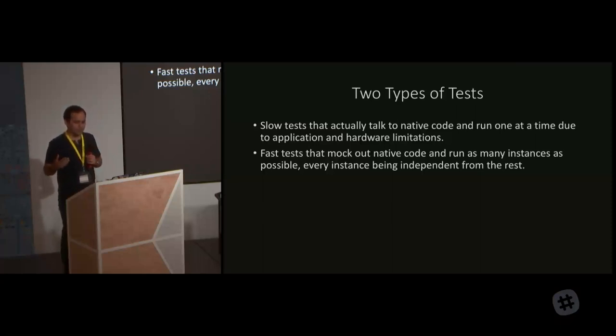We use Relay for networking. These tests mock out a lot of the C++ native code just in JavaScript. The upside is that we can run as many instances as we possibly can, so it makes stuff run really fast. Usually when a developer is developing, they will just run these tests on their machine. It'll probably take a minute or a minute and a half to run the entire suite.